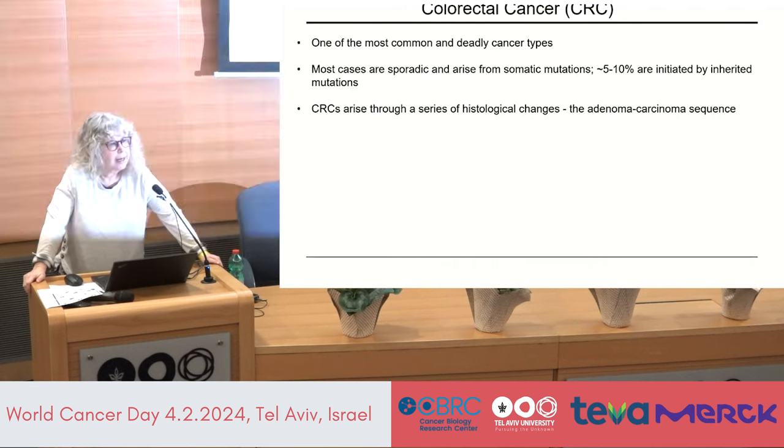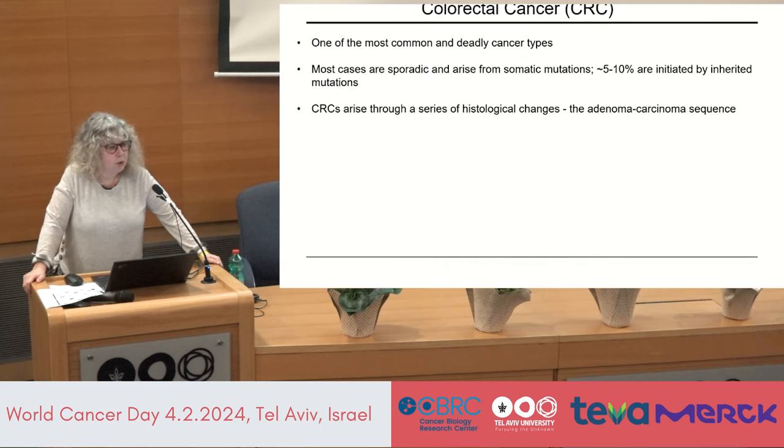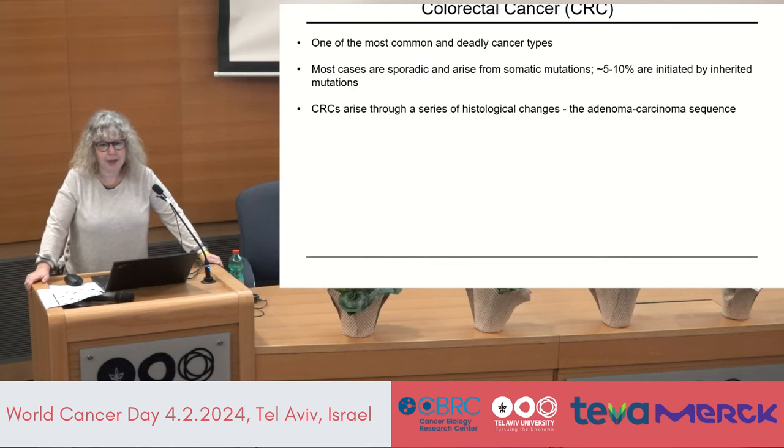So the work in my lab focuses on studying colorectal cancer, and mainly the first or initial events that lead to the development of cancer. And as you heard from Ronit this morning, this is one of the emerging cancer types, especially in the younger patients. Now, most cases are sporadic. However, about 5 to 10% are initiated by inherited mutations.